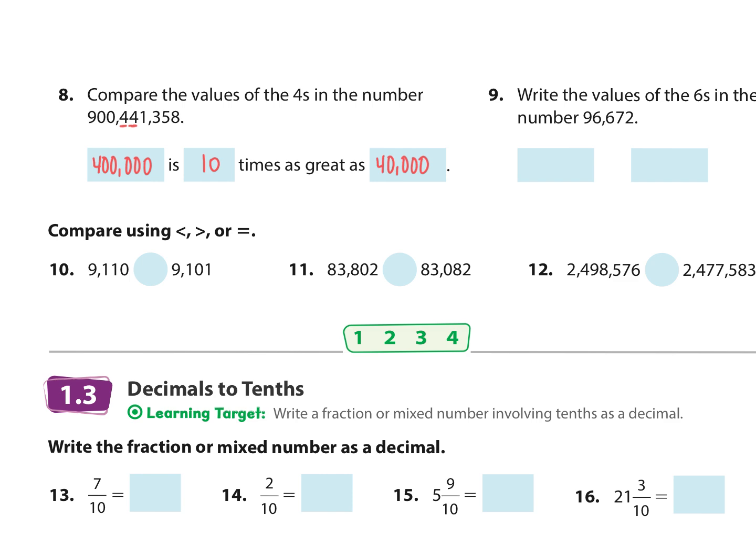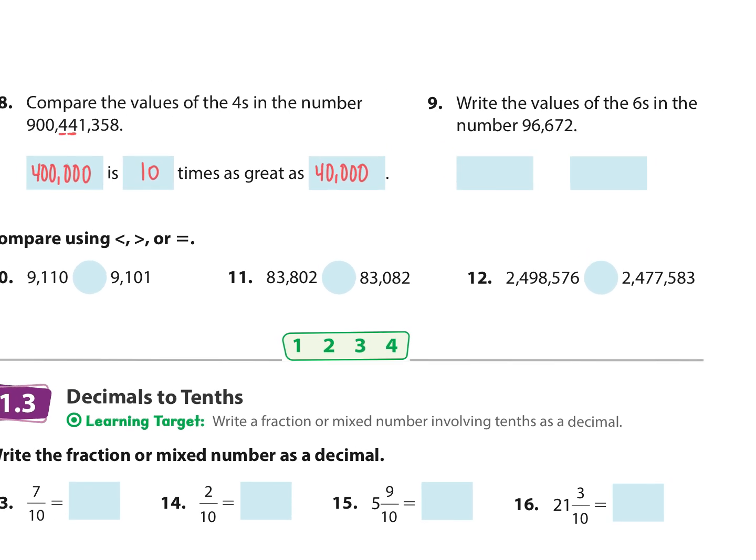Number 9 says write the values of the 6s in the number 96,672. So I'm looking at both of the 6s. Okay, I have a 6 in the thousands place. So if I have 6 1,000s, how much is that? 6,000. And if I have a 6 in the hundreds place, how much is that worth? 600. 6 hundreds is equal to 600. Any others in 1.2? Comparing? Y'all feel okay? It's just comparing whole numbers, not decimals yet.